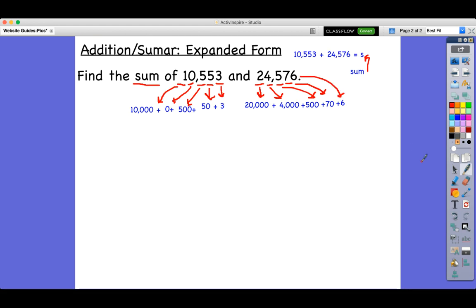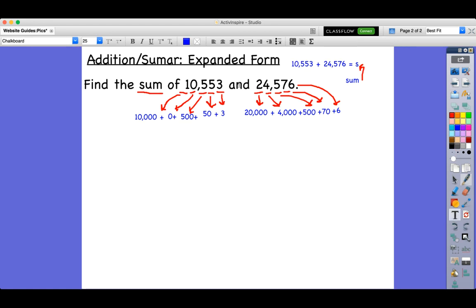So now we are ready to add. So I'm going to rewrite my numbers, and I'm going to make them a little bit bigger just so they're easier to work with, and I'm going to make sure I line up my place values. So I'm going to start with 20,000 plus 4,000 plus 500 plus 70 plus 6. I'm leaving some space in between just so I stay organized. And then I'm going to put my other addend in expanded form right below it.